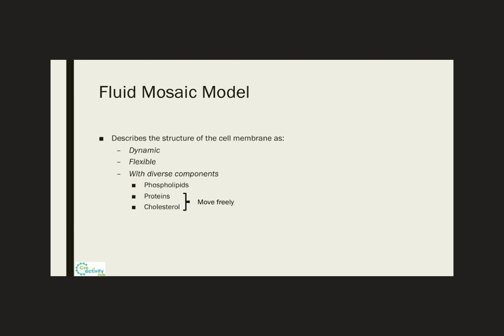Now, the fluid mosaic model of a cell membrane will describe the structure of the cell membrane as a dynamic, flexible structure that's made up of different components. And the two main components of the cell membrane are the phospholipids and proteins. Cholesterol will be embedded in the membrane, and it will work as an essential building block which will help regulate the membrane fluidity. And according to this fluid mosaic model, the proteins and the lipids are free to move within the double layer of the phospholipids.